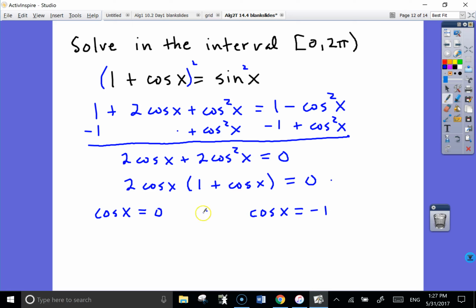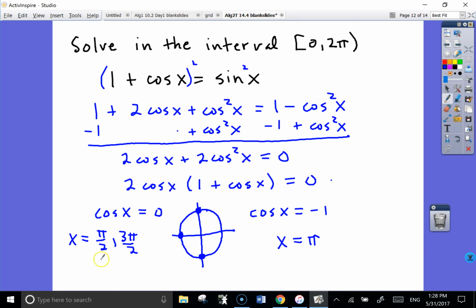Okay, so on the unit circle, where does cosine x equal 0? Where is the x coordinate equal to 0? Pi over 2, 3 pi over 2. x equals pi over 2, 3 pi over 2. Okay, where does cosine equal negative 1? At pi, right there. x equals pi. And that's it. So those are the answers all together.